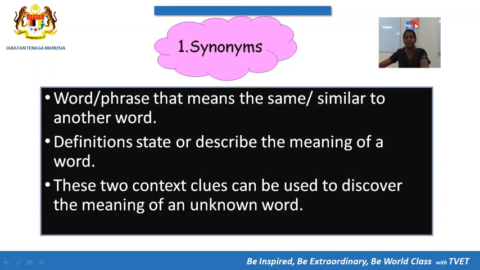Okay, synonym. A synonym is a phrase or a word that means the same or is similar to another word. The definitions state or describe the meaning of a word. So these two context clues can be used to discover the meaning of an unknown word.